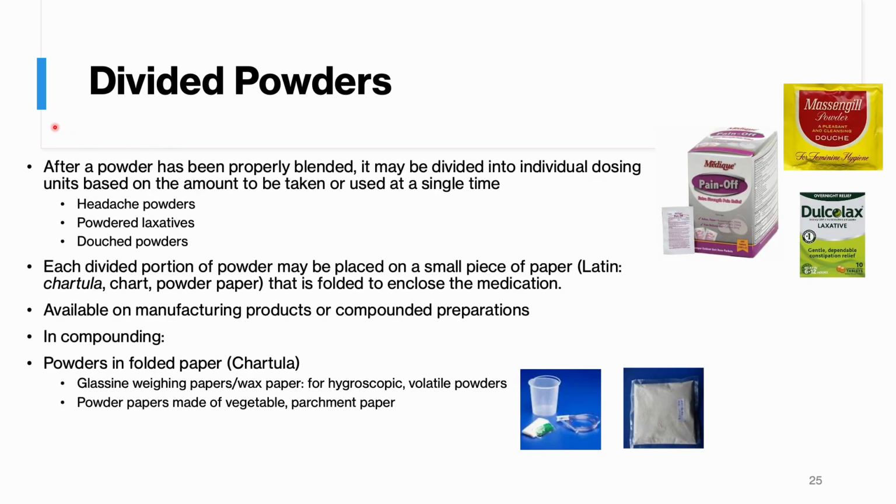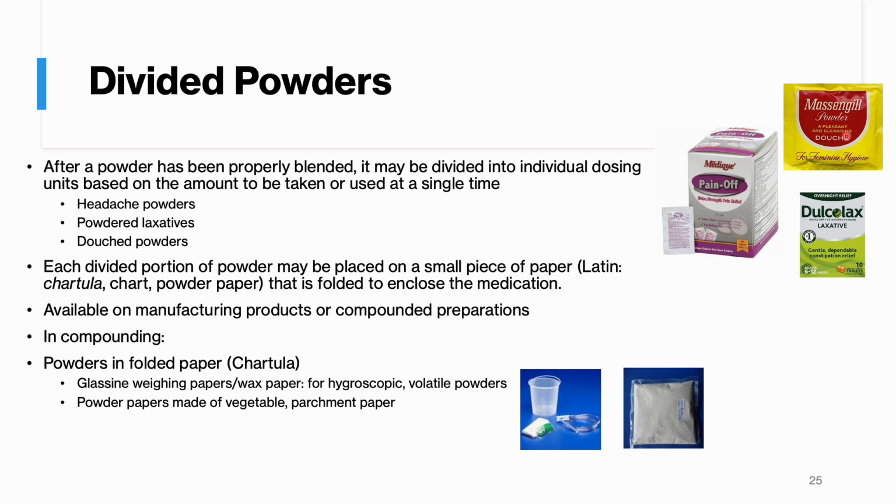Another application for medicated powder is divided powders. After a powder has been properly blended, it may be divided into individual dosing units based on the amount to be taken or used at a single time. For example, divided powders include headache powders. Some powders come in small packages like this individual package, and the powder inside can be mixed with water for oral administration later. Or the powder laxative, which is also in small units and will be mixed with water before use.